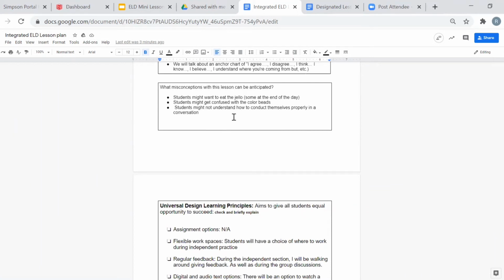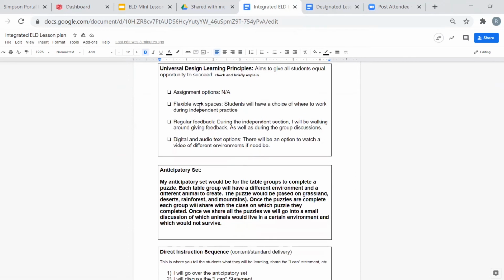And also, students might not understand how to conduct themselves properly in a conversation. There will be a chance for students in this lesson to state their claim, and other students will be able to either agree or refute that. Therefore, I will make sure that we talk about a social contract and appropriate behavior within conversations and respecting other people's claims and inferences.